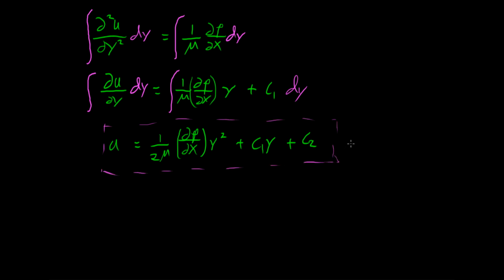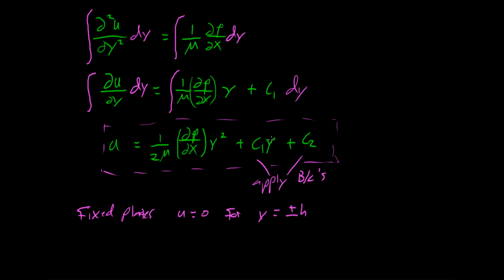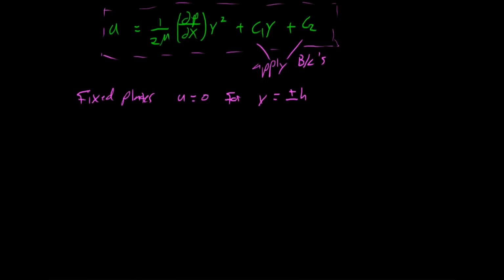All we need to do is apply our boundary conditions to find our constants. So remember, we had fixed plates, which says that u is equal to 0 for y equals plus or minus h. You'll notice we have two unknown constants, and so we need two boundary conditions to solve for them. So u is equal to 0 is 1 over 2 mu dp dx, when y is equal to h, c1 times h plus c2. So that's applying it at plus h.